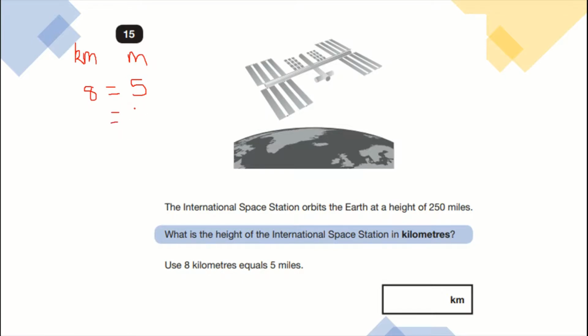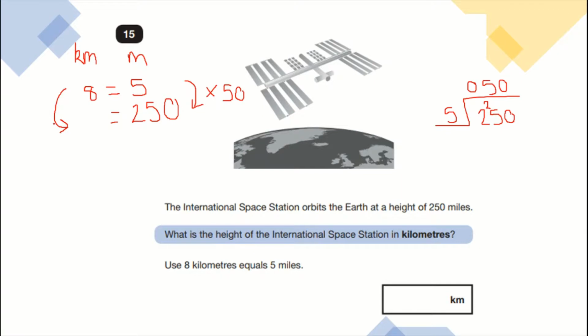Now we have 250 miles and we're going to convert it into kilometers. We've first got to work out what we've times 5 by to get 250, and then we're going to do the same onto this side. 250 divided by 5. 5 into 2 goes 0 times. Carry the 2 over. 5 into 25 goes 5 times. 5 into 0 is 0. That means that we've times this side by 50.